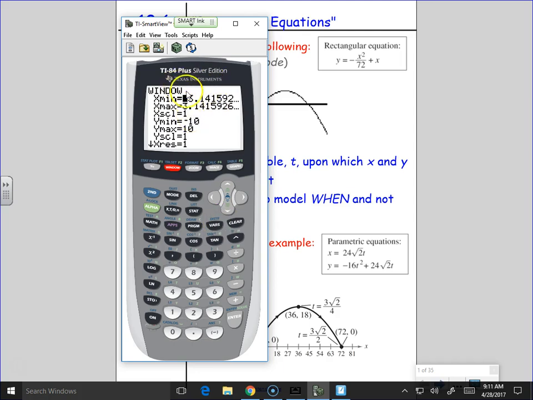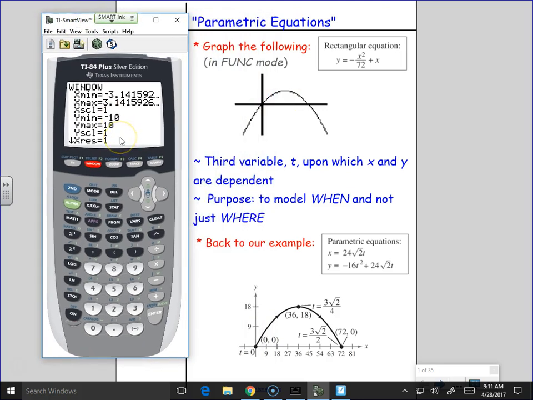Someone give me an example of your x min, x max, y min, y max that shows you approximately this picture. Look at your window if you have approximately this picture. Give me your x min. Mine's from some other graph. Give me your x min for this one. Function mode. Did no one get a good picture? Come on. We're good.